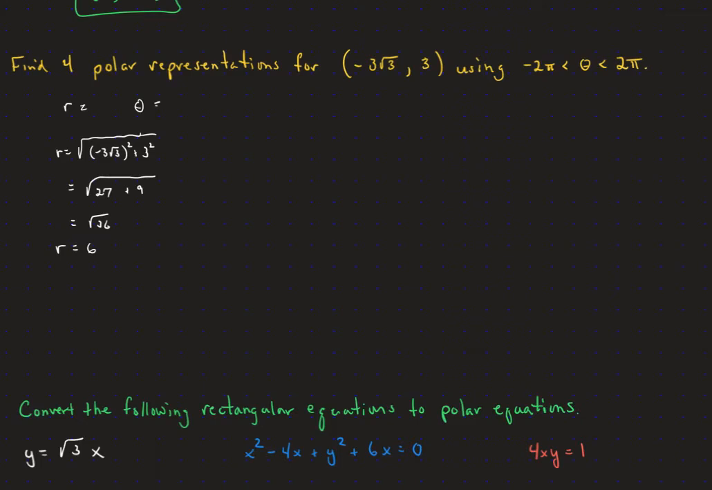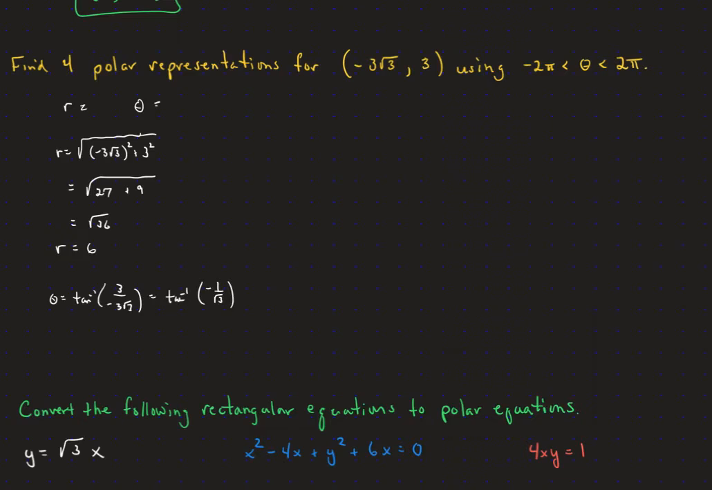Now theta, we can do, theta is the inverse tangent of the y over the x. And that might be a little hard to figure. We can do it this way. We could say that's going to be the inverse tangent of, and if we cancel the 3's, that'll be negative 1 over square root of 3.